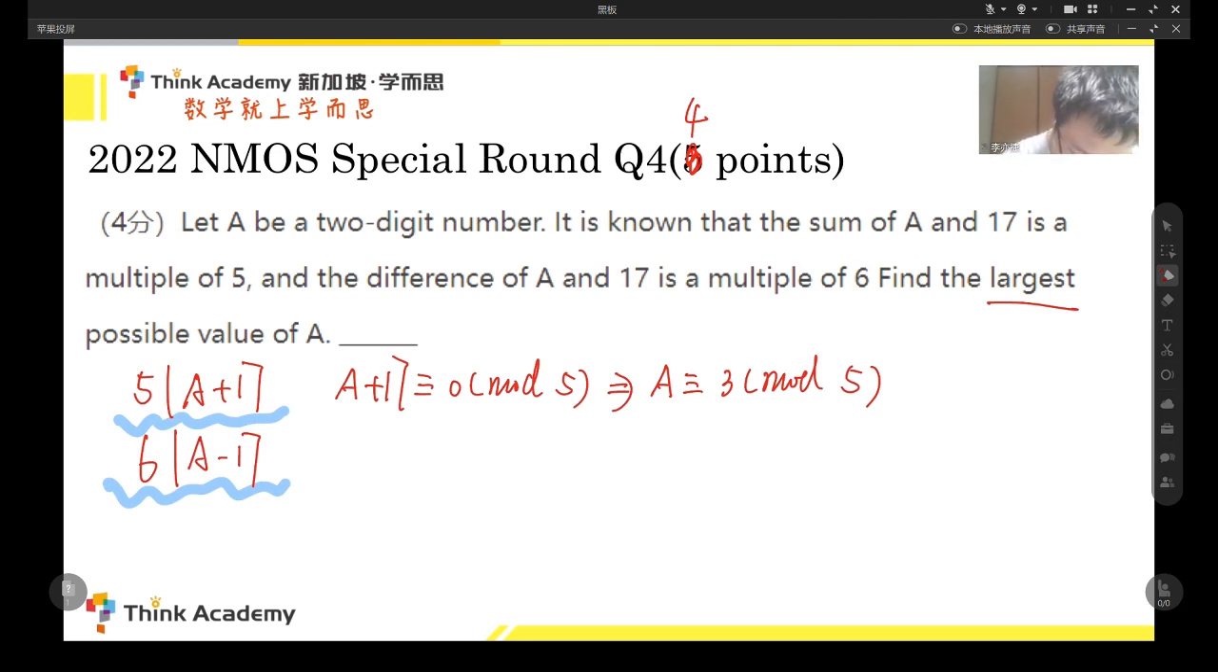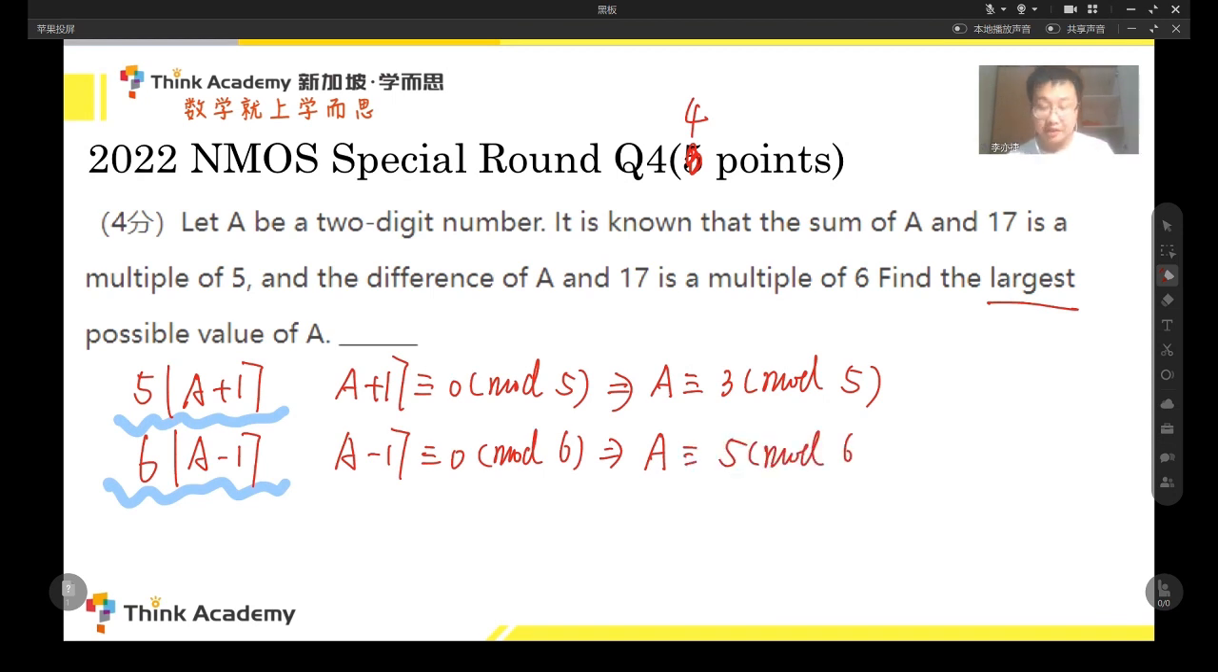Also, A minus 17 has a remainder of 0 mod 6. Then A shares the same remainder as 17, which is 5 when mod 6. Now here, we have turned the question into 2 remainder problems, right? So A has a remainder 3 when divided by 5, and remainder 5 when divided by 6. So this is what we call a remainder problem. For the same dividend, right? We have different divisors and different remainders. We should solve for the dividend. Now this is a remainder problem.